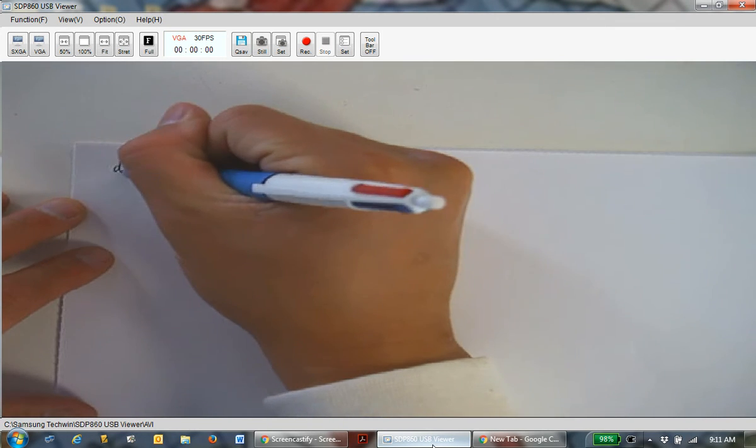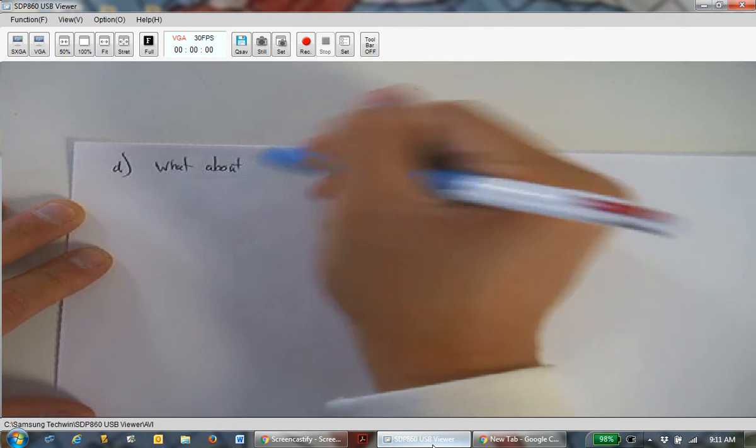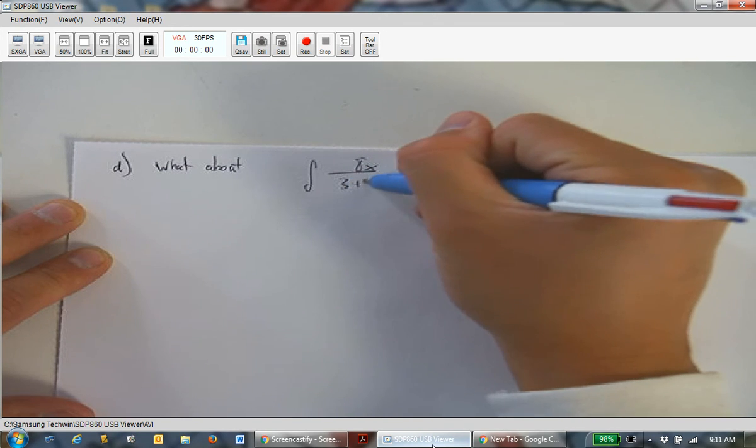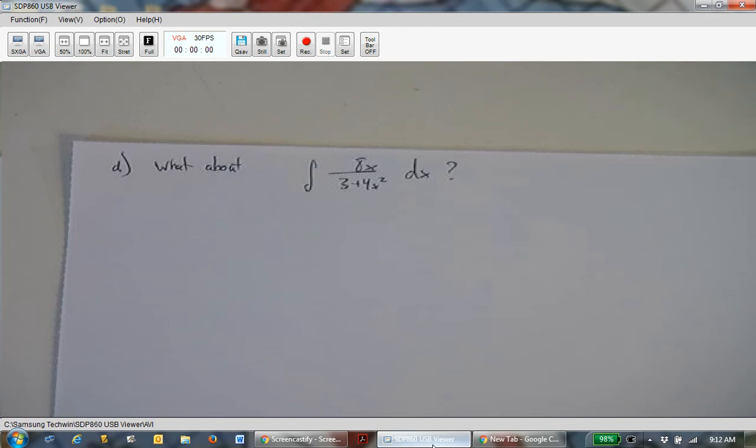I said the next question was going to be the mega one, but it's not. I realized there's one more question between there. I'm going to have to make a slight little 15-minute video for the last question. But here is the in-betweener, the in-between question. What about the integral of 8x over 3 plus 4x squared? This is slightly different. I'm asking you right now. Go ahead and try to figure this out.